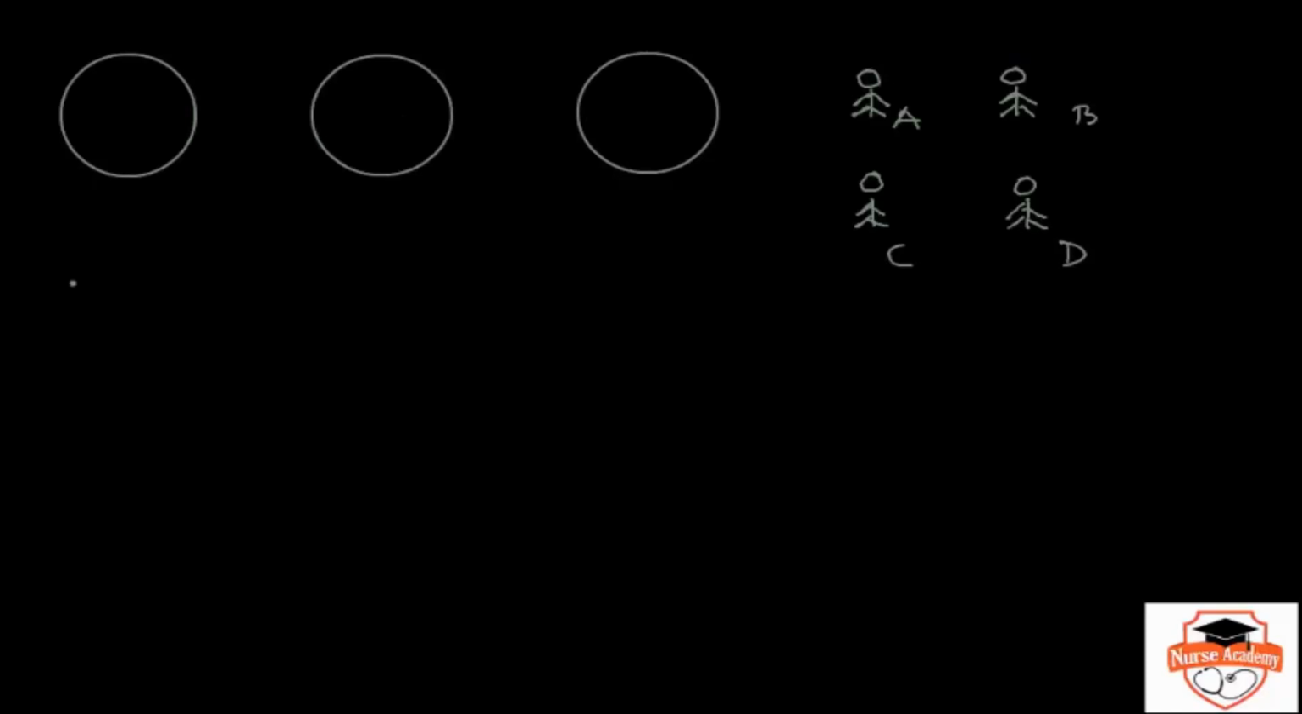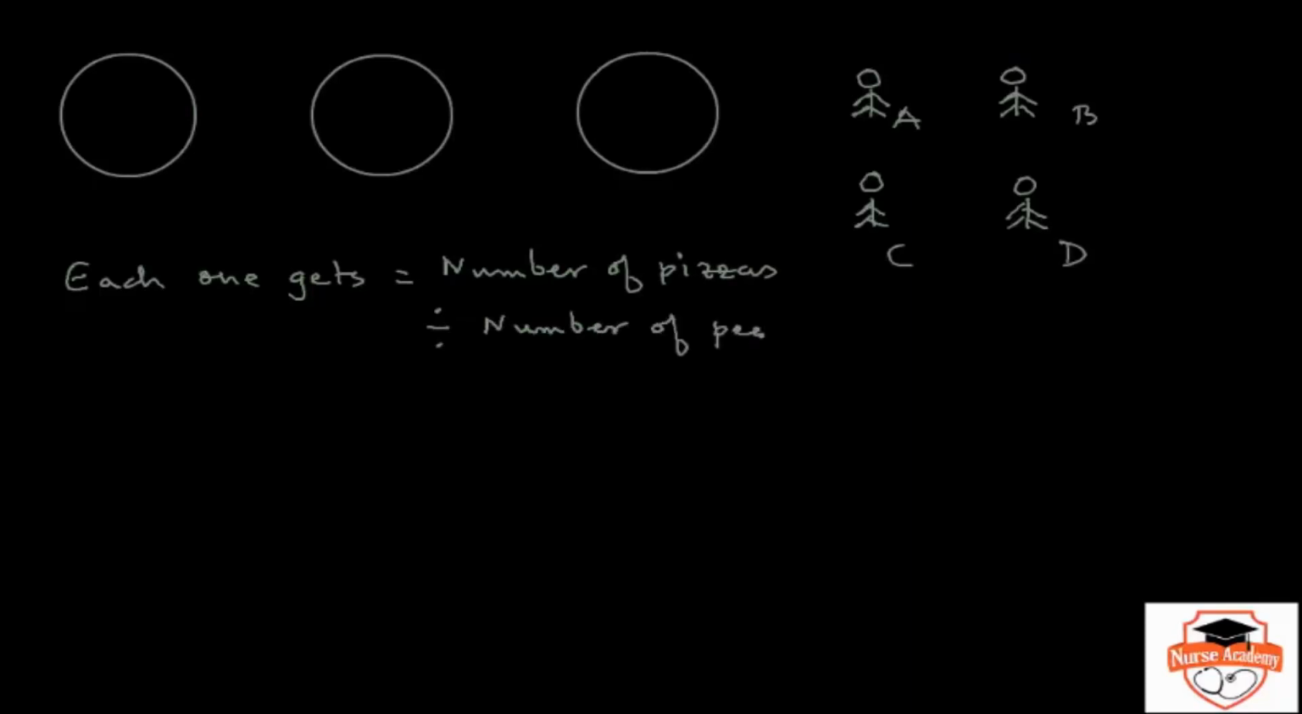And we know from the previous example that the share each one gets is equal to the number of pizzas divided by the number of people. Now the number of pizzas in this case is 3 and the number of people sharing is 4. So what is 3 divided by 4? Or in other words, what is 3 as the dividend and 4 as the divisor?